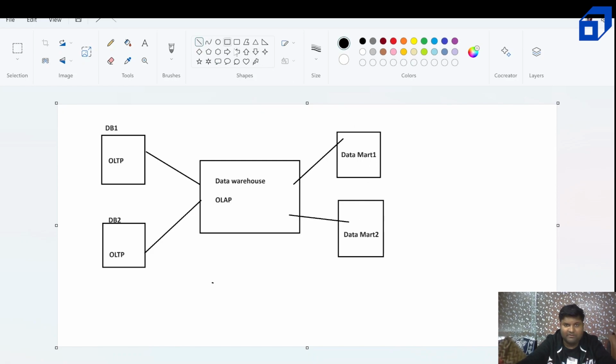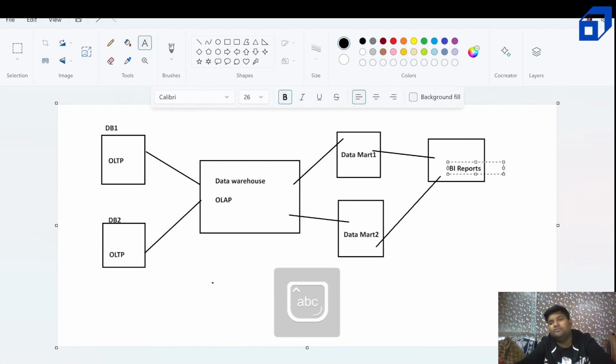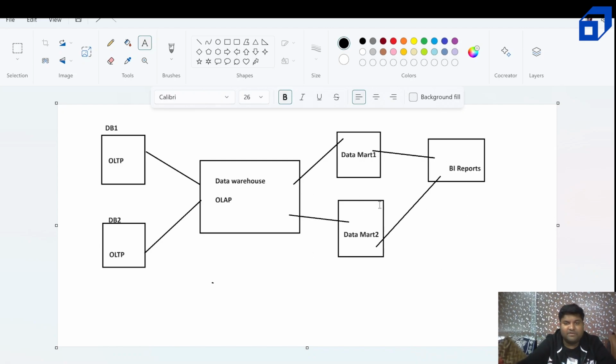And finally, the Power BI reports. These are the reports which are built by using these data marts. Different reports you can build. These are called Power BI reports. Cool? Understood? So this way, all these things are interrelated.